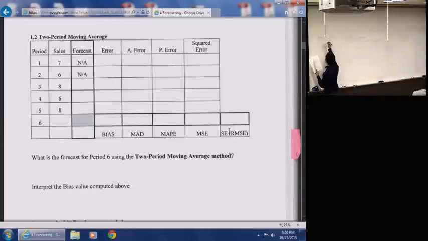Page 46. Got period 1, 2, 3, 4, 5, 6. Half sales.